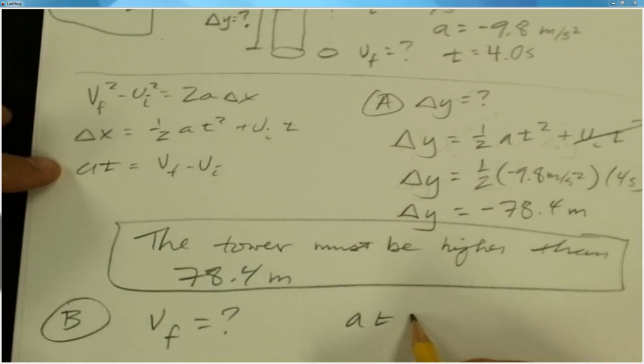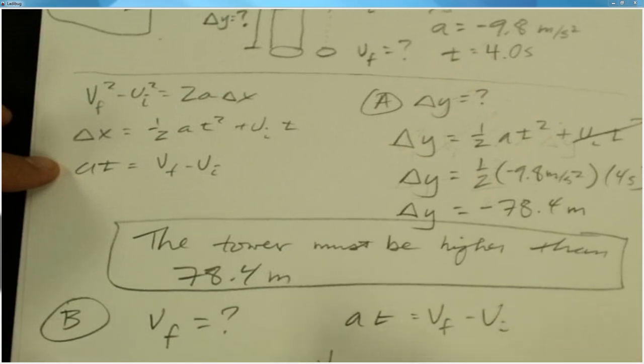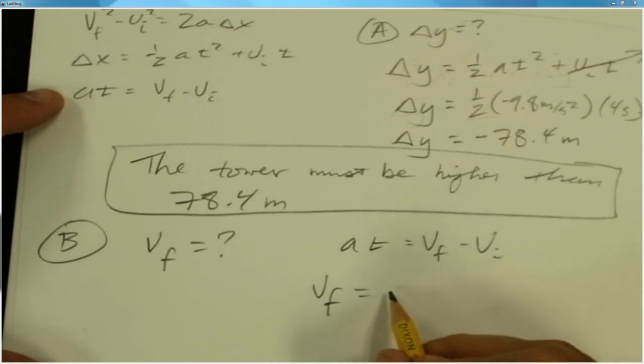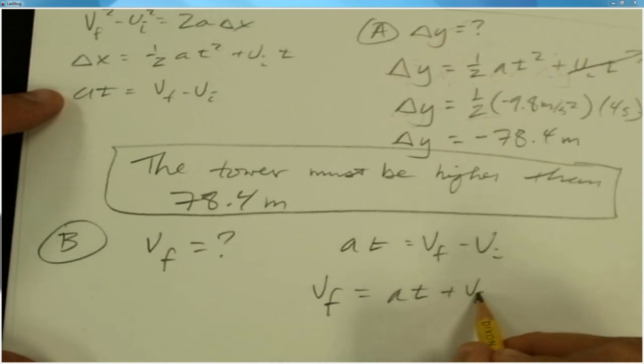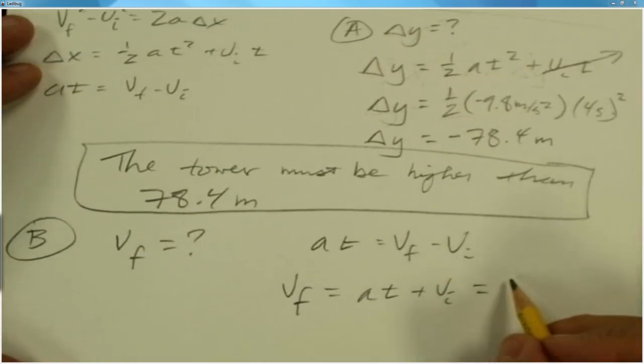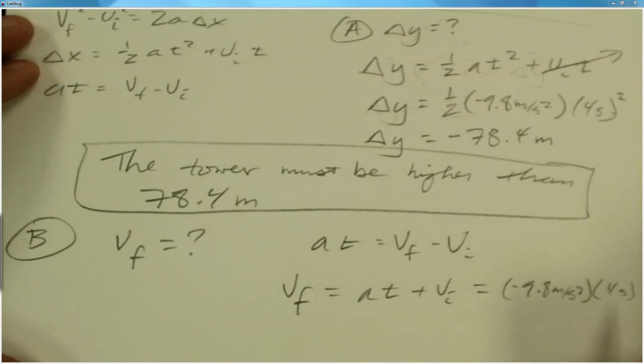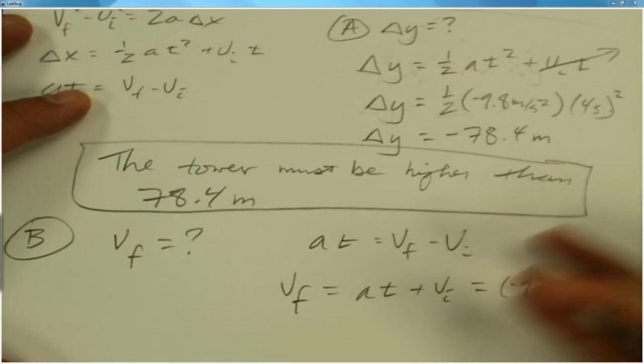a t equals vf minus vi. So vf is equal to at plus vi. So that's negative 9.8 meters per second squared times 4 seconds plus the initial velocity is 0. I could have just crossed that out of here.